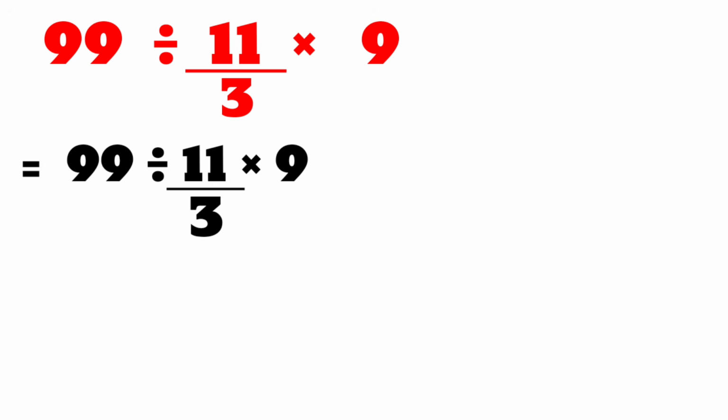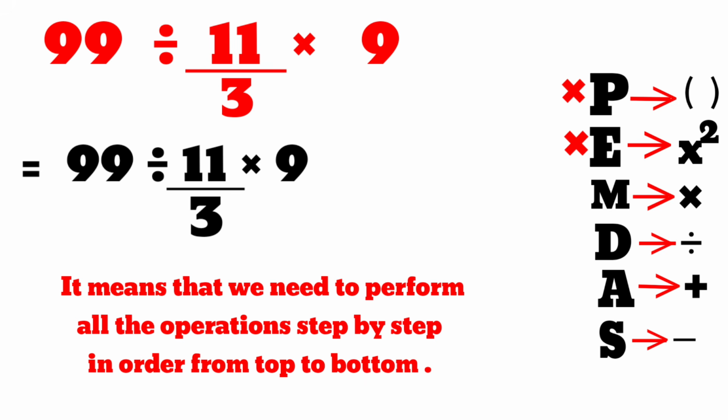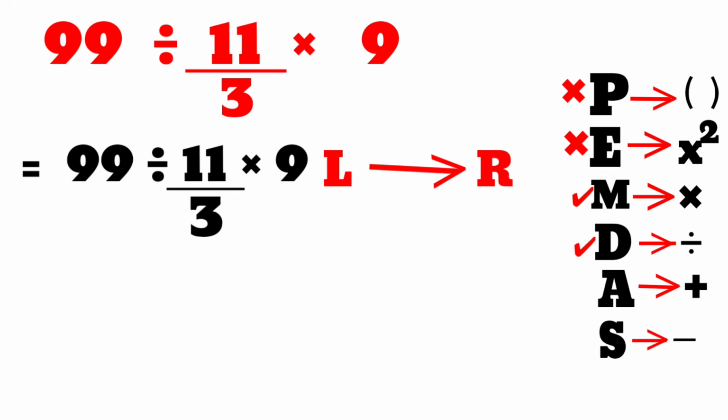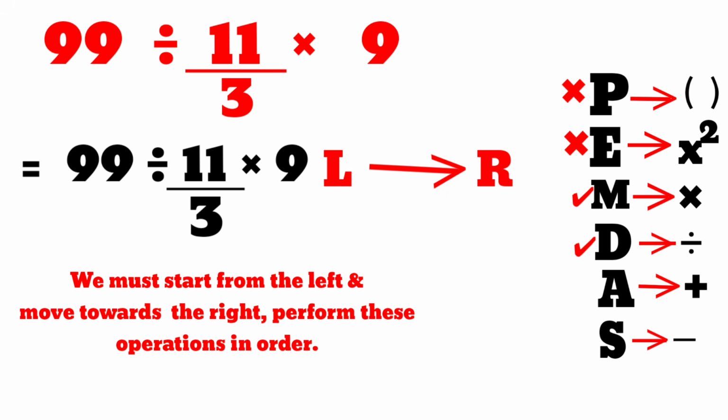Now we find the correct answer. 99 divided by 11 upon 3 times 9. It means that we need to perform all the operations step by step in order from top to bottom. Use the rule of division and multiplication holds the same priority level. When operations have the same priority level, we evaluate them strictly from left to right.